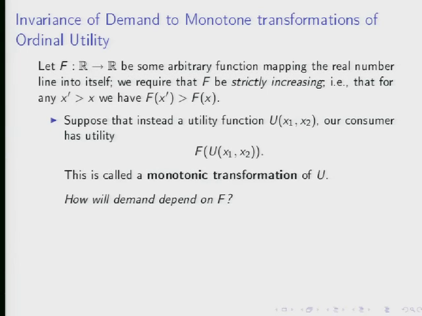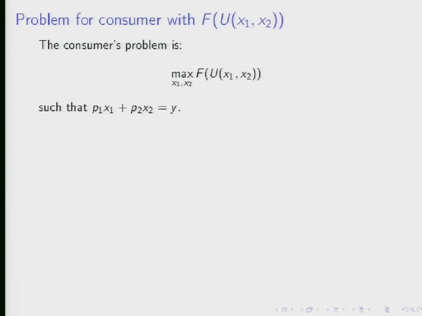Actually, let me say something first, because you already kind of know why, having dealt with it in the last problem set: marginal rates of substitution won't depend on there being a monotonic transformation or not. But let's go through it here for this exercise. So let's think about the consumer with the transformed utility function. She's going to want to maximize f of u of x1, x2, because that's her utility function, and she's going to have to satisfy the usual budget constraint. Okay, so that's her problem. Is that clear? So instead of maximizing u, we're maximizing f of u. Now the question is, how does demand depend on f?